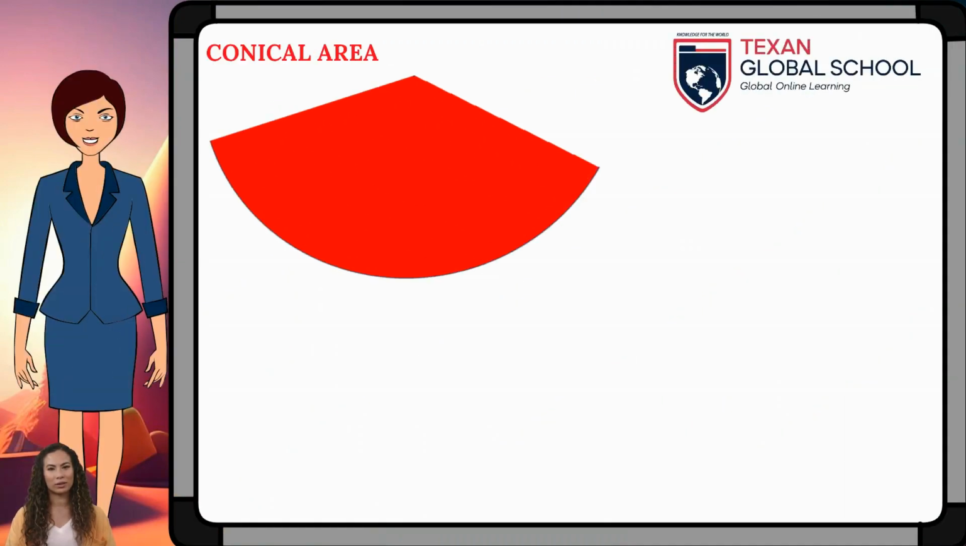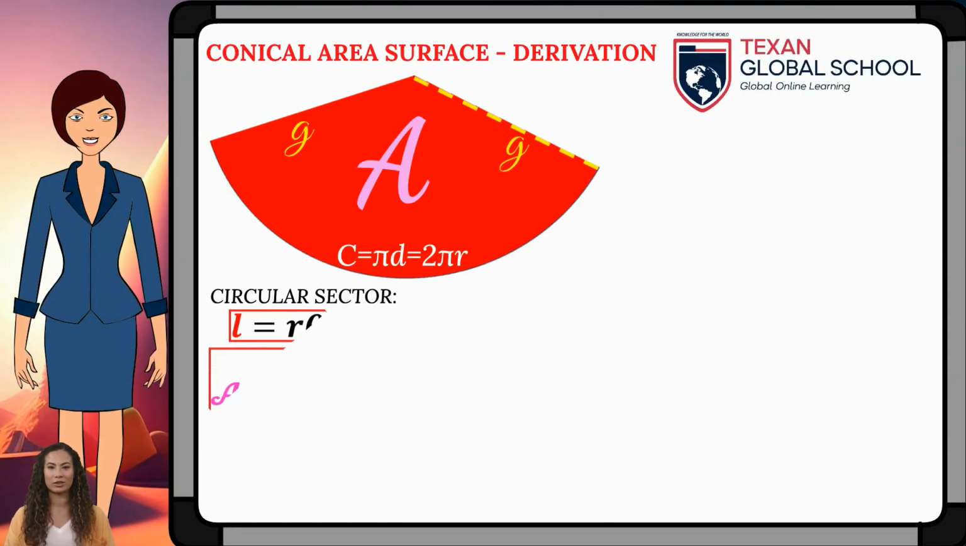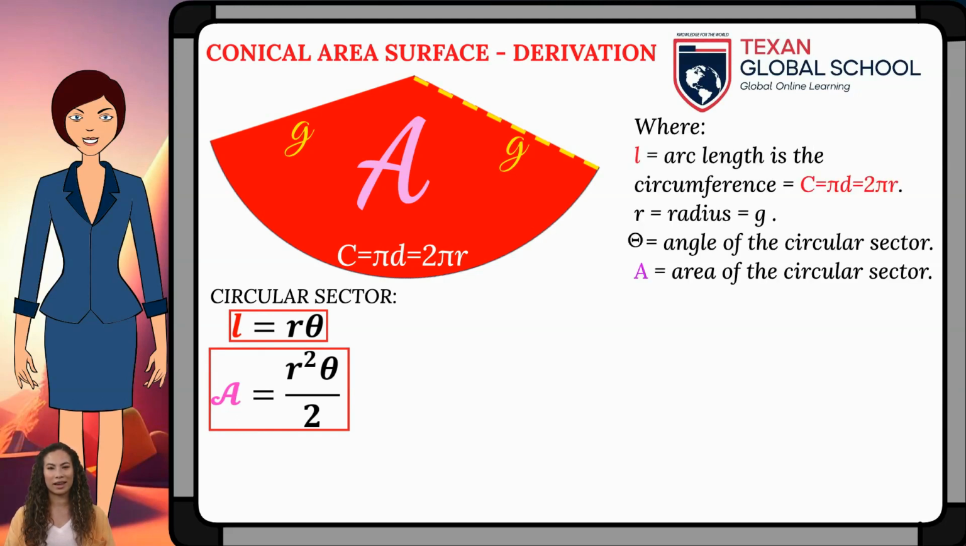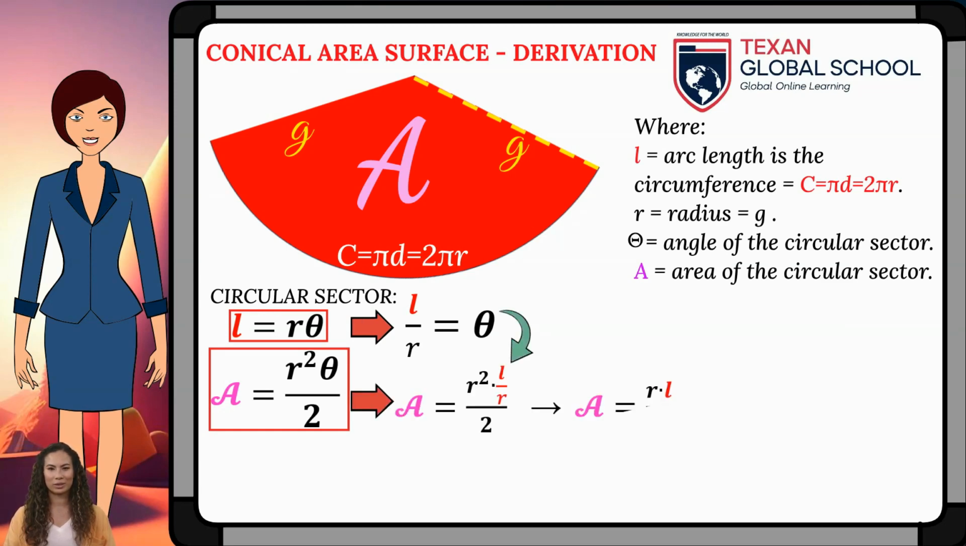Let's derive this formula. Using the circular sector formulas seen in previous videos, L is the arc length, and it is also the base of the circumference, pi times the diameter or 2 times pi times the radius. R is the radius, and it is also the generatrix or slant height G. The circular sector has an angle theta and A is the area of the circular sector. By isolating theta from the arc length of the circular sector, we substitute the obtained value on the formula to find the area of a circular sector.